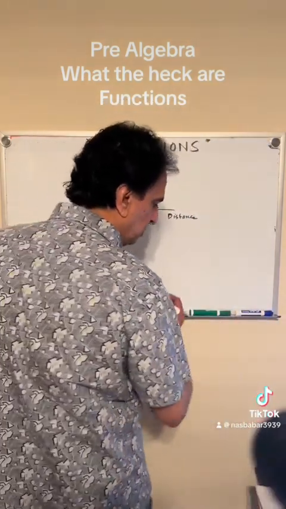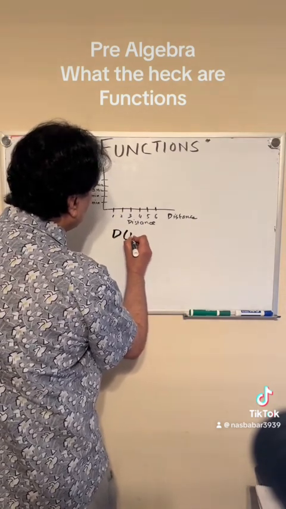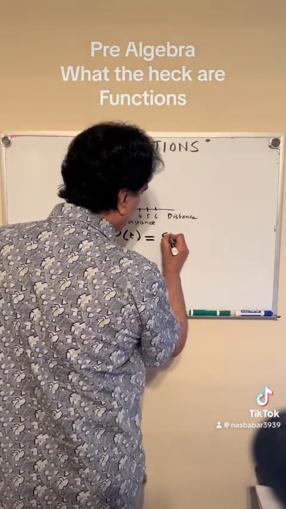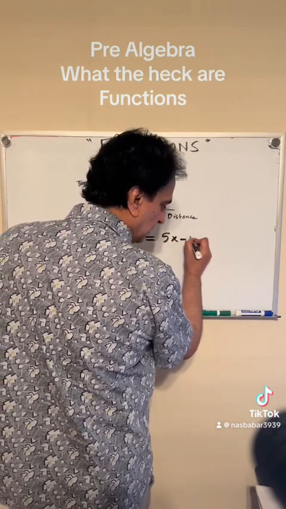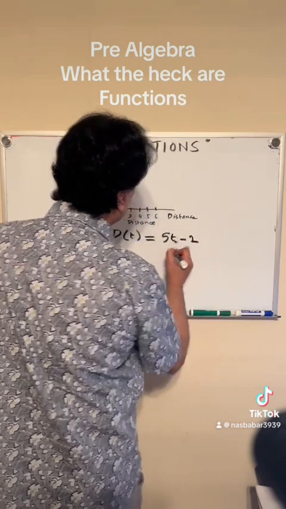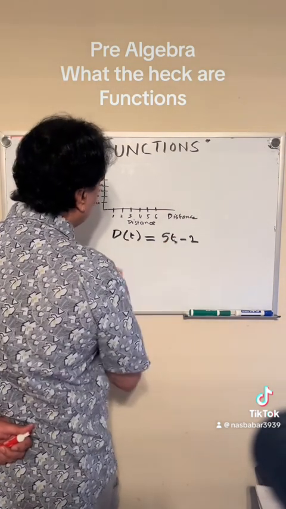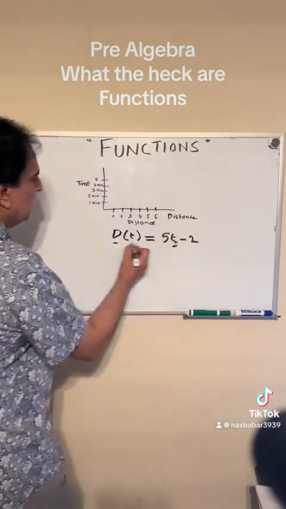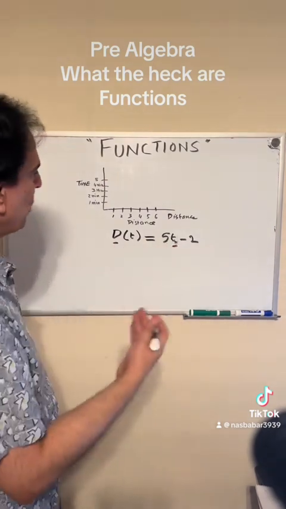So let's say we have a function which is like this. D of t is equal to 5t minus 2, okay? So this is the function. What this means basically is that this distance depends on time, okay? This distance depends on time. Now let me show you how. What do I mean by that?